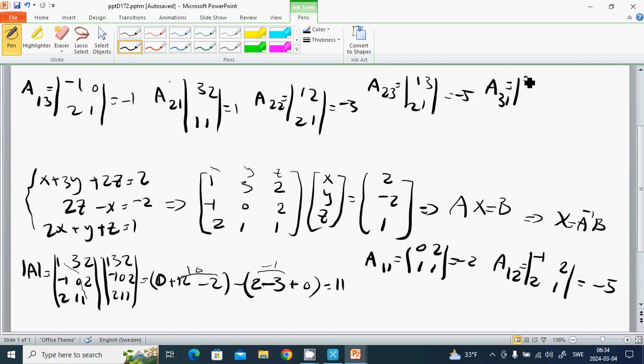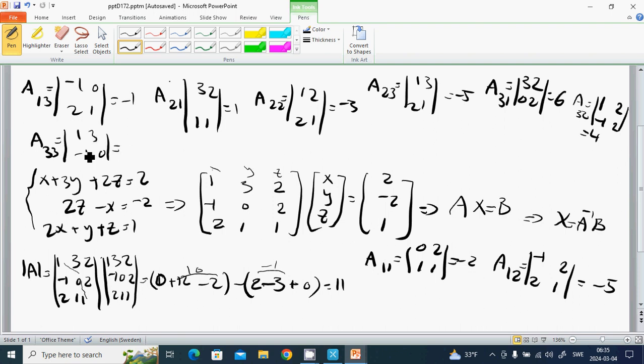A31 is this one: 3, 2, 0, 2 is 6. A32: 1 minus 2 times minus 1, that is 1 minus minus 2, equals 4. And A33 equals 1 times 0 minus 3 times minus 1, it is 3.